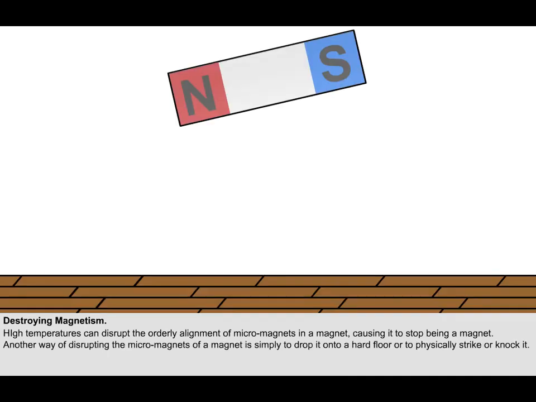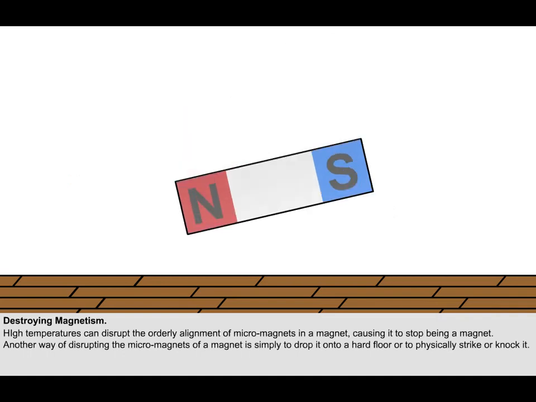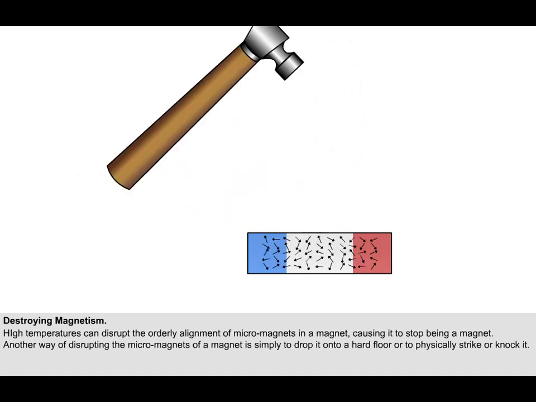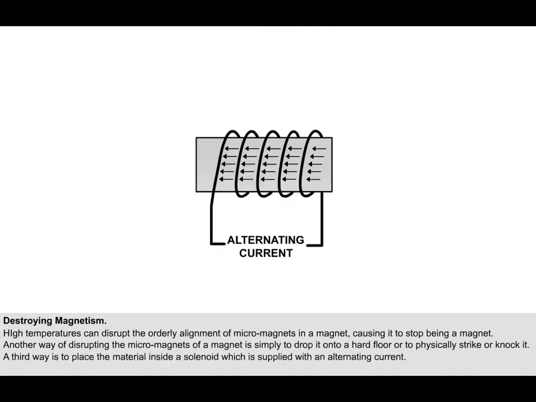Another way of disrupting the micromagnets of a magnet is simply to drop it onto a hard floor, or to physically strike or knock it. This has the effect of shaking up the micromagnets, randomizing them, and destroying whatever alignment they had within the magnet. A third way is to place the material inside a solenoid, which is supplied with an alternating current. Solenoids are fully explained in another lesson.